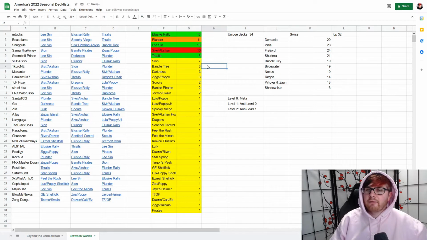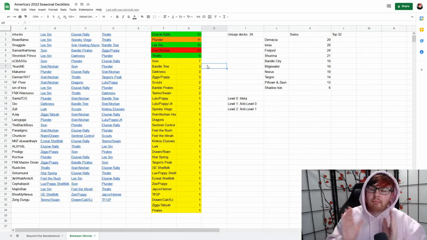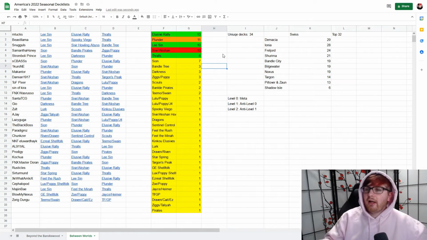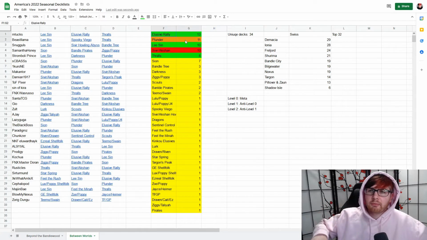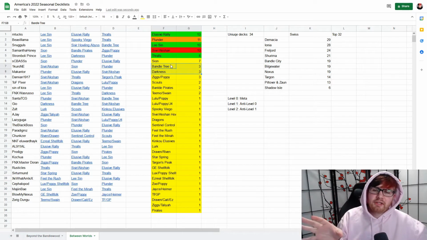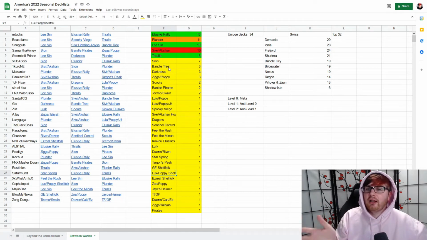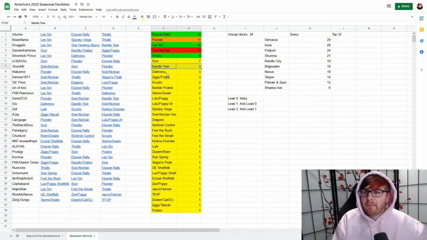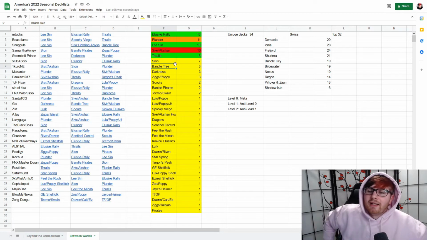And the EMEA version, or EU as it used to be, now EMEA for Europe, Middle East, and Africa, their top six at least looked pretty much the same as ours. I think Elusive Rally and Plunder might have been tied, and then Lee Sin came in at number three, and then Sivir Akshon came in, and then I think Thralls and Scion were tied on their end, and then there was a pretty big fall off into, or actually no, there wasn't that big of a fall off. Then they had like Lux Poppy Shellfolk come in at like number seven pretty solidly, whereas we got Bandle Tree, Darkness, and Ziggs Poppy. That is what it is.